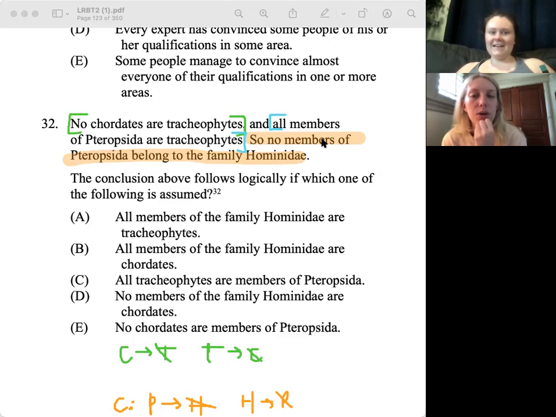Okay, let's keep going. The second part of this one. Yeah, let's see your way. So all members of P are tracheophytes. So it'd just be P arrow T. Yep. So if we're P, then we are T.